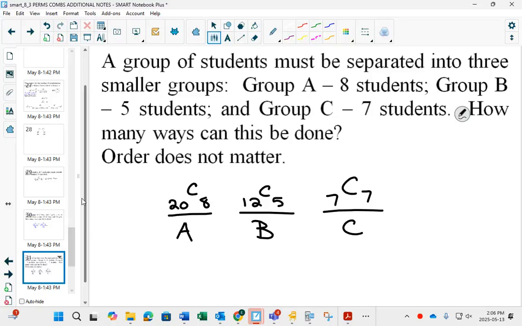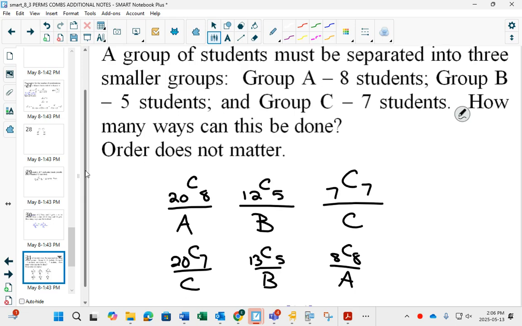Would it have mattered if I mixed things up? Like if I chose group C first, and then chose group A or B, and then the other? What if I changed the order? Would I get a different answer? Shouldn't, but let's see. My numbers will be different because this will be 20 choose 7. Now how many people are left? 13. And this would be 13 choose 5. And then I have 8 left, it would be 8 choose 8. That would at least be 1.